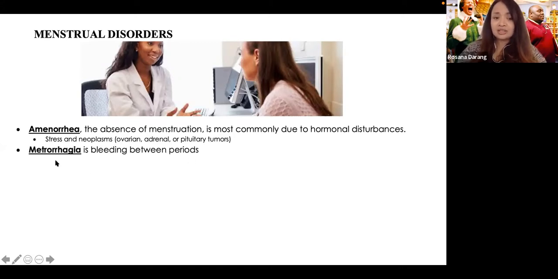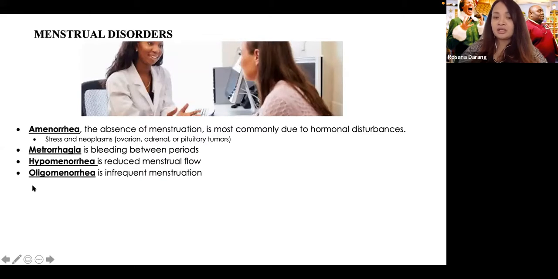Then there's metrorrhagia. Think of hemorrhagia or hemorrhage. Metrorrhagia is bleeding in between periods. So it's not as if you're having your period too often, but what you do have is intermenstrual bleeding. There's hypomenorrhea. So we have hypo, reduced menstrual flow, compared to oligomenorrhea, which is infrequent menstruation. So instead of the typical every 28 days, maybe you have it every 40 days, every 50 days, a couple of times a year. That's oligomenorrhea.